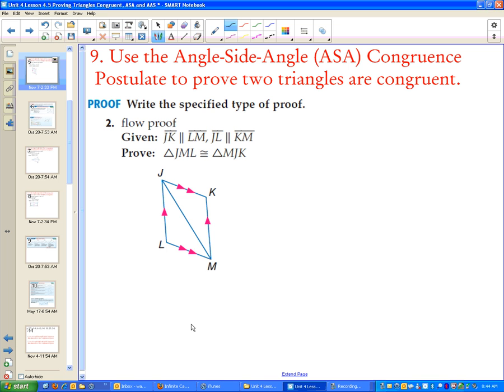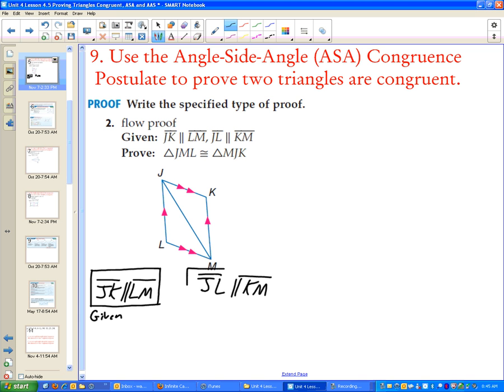All right, so flow proof. In a flow proof, we tend to put things in separate little boxes. So we'll put segment JK is parallel to segment LM, and then we'll put a little box around it. Then underneath, we write the reason: given. Segment JL is parallel to segment KM. We'll put a little box around it.